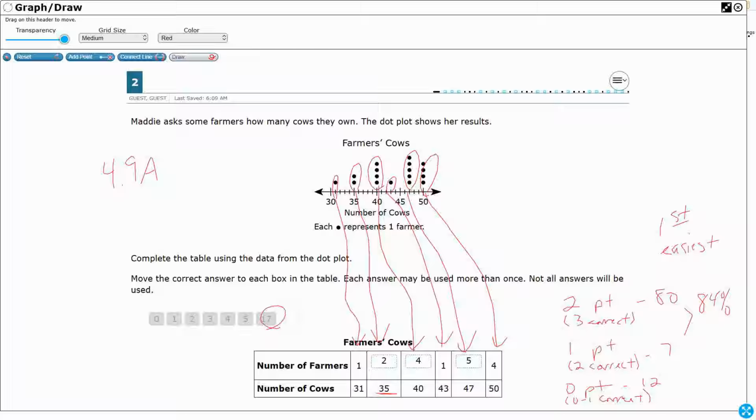They might not have been familiar with this, but that's probably because they have not interacted with a dot plot in a table. So going back and forth between those two is going to be very important.